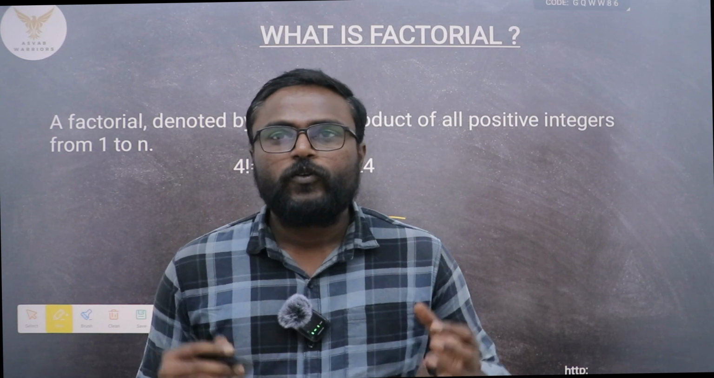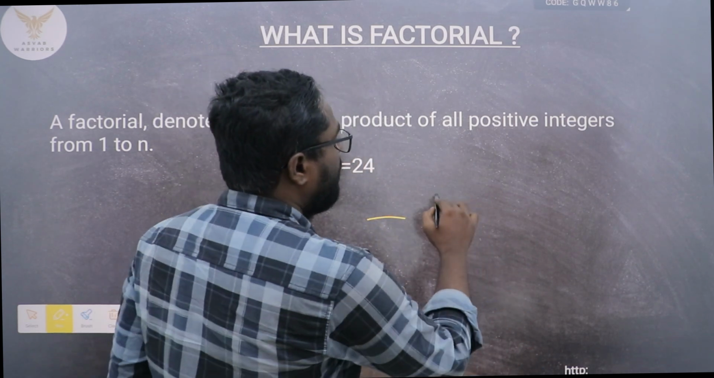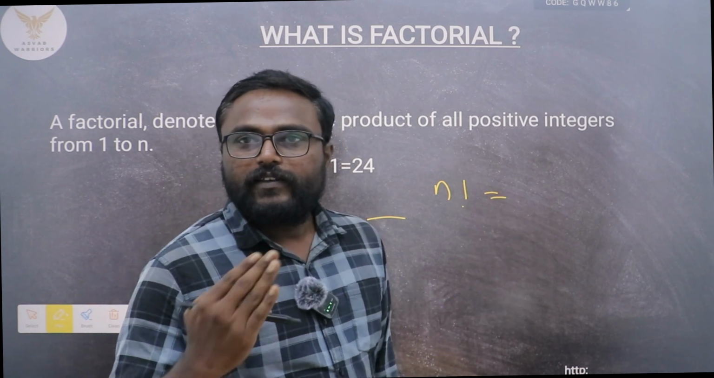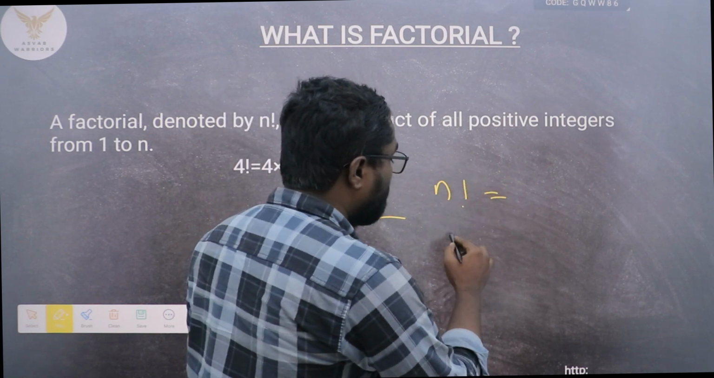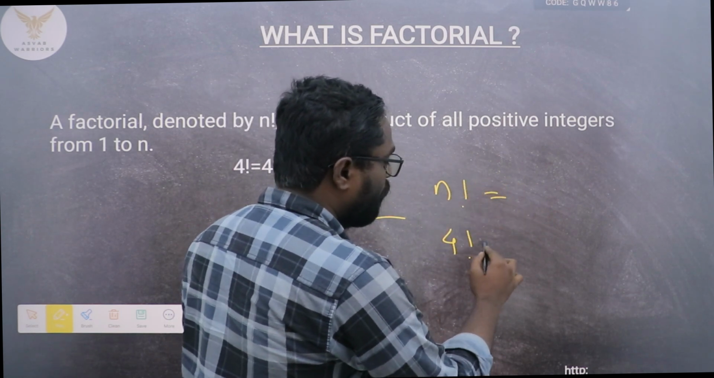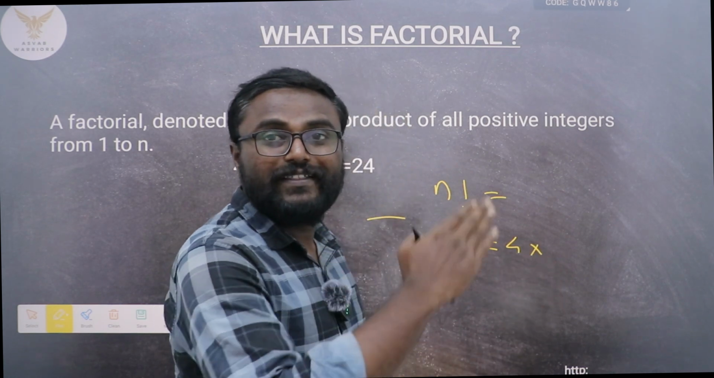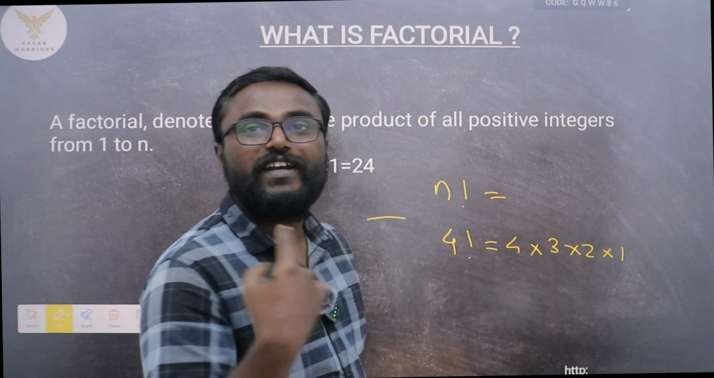So guys, the factorial of any positive integer n is equal to the numbers multiplied from n down to 1. Let me take an example. If you have to find the factorial of 4, then 4 times we have to go in descending order, 3 times 2 times 1. We have to go till 1.